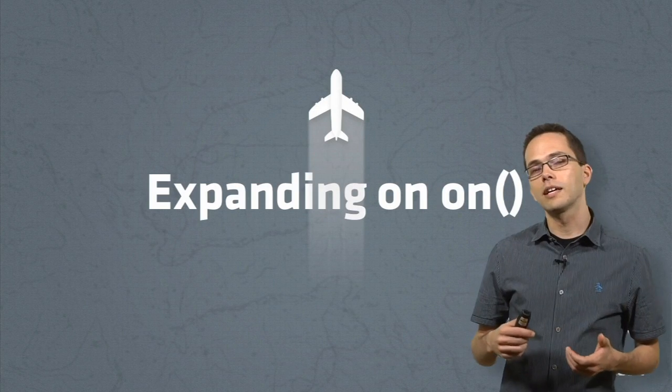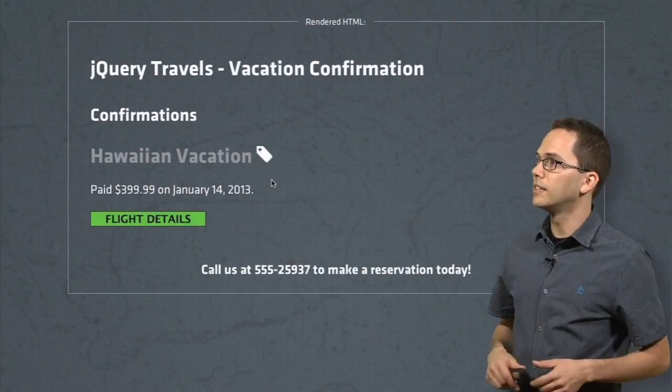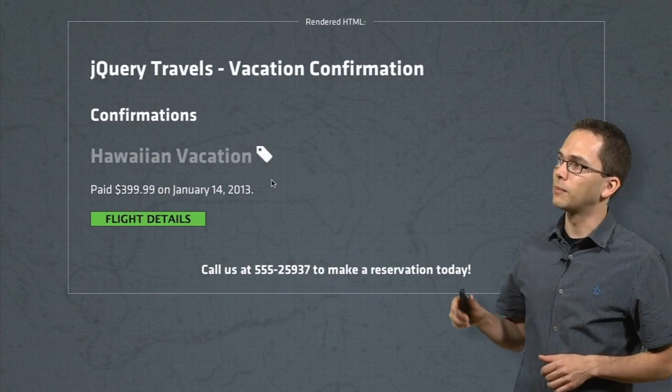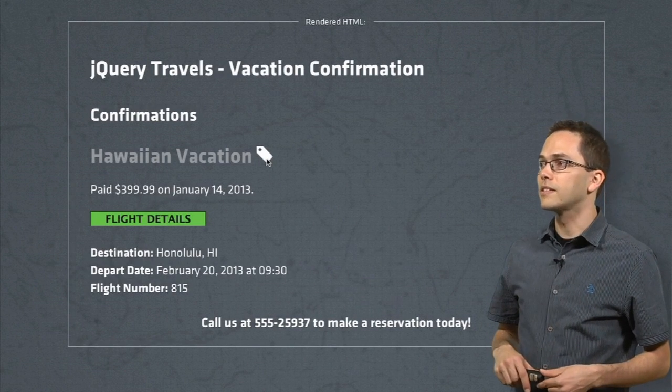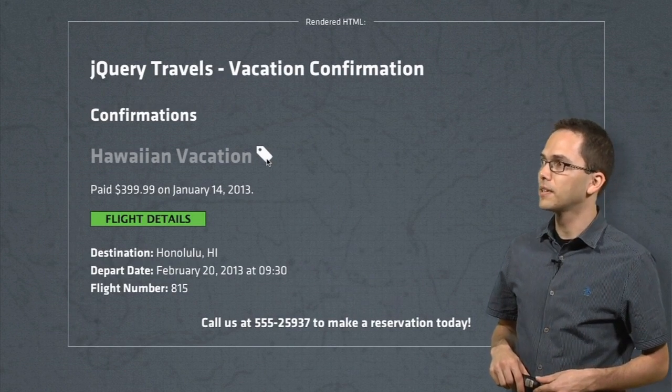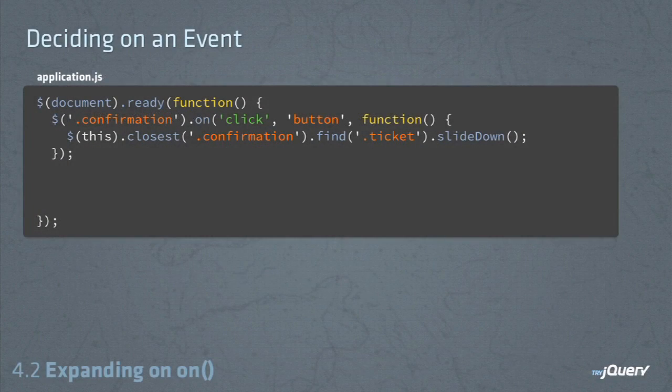In this section, we're going to look at some more events that we can listen for on our web pages. So here, inside of our web page, we want to make it so that when we hover over that little price tag, it also displays the flight details. So how would we do that? Well, you've already seen most of the code that we need to make this happen.